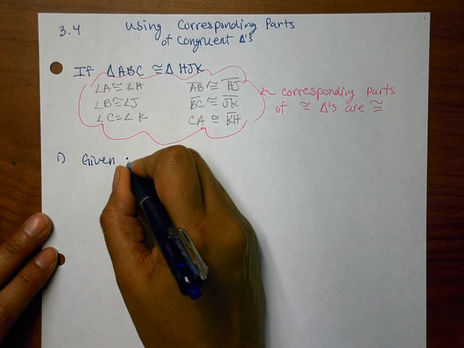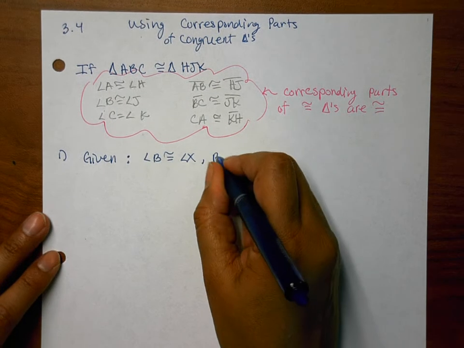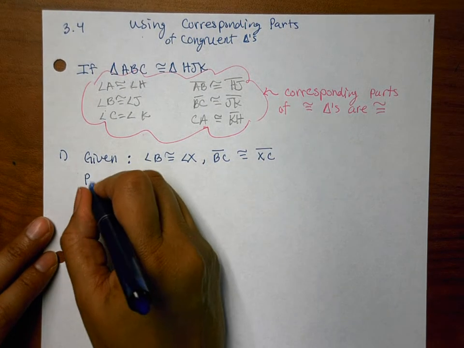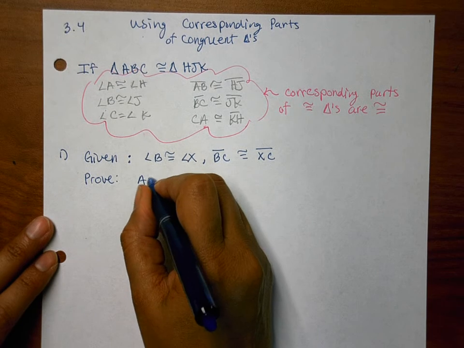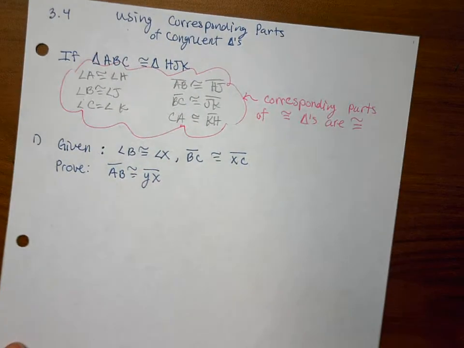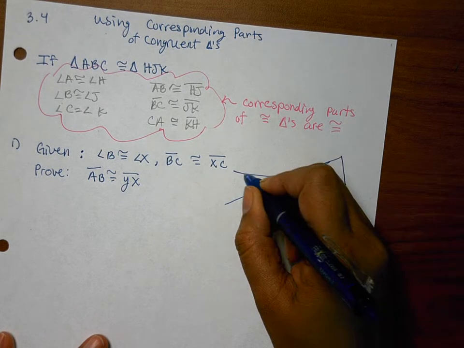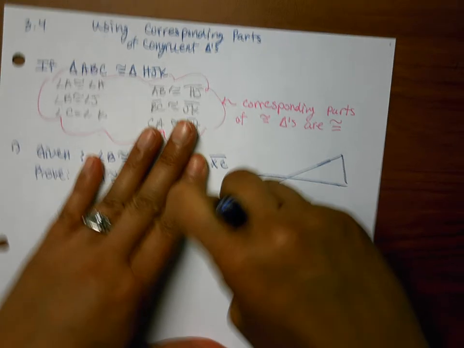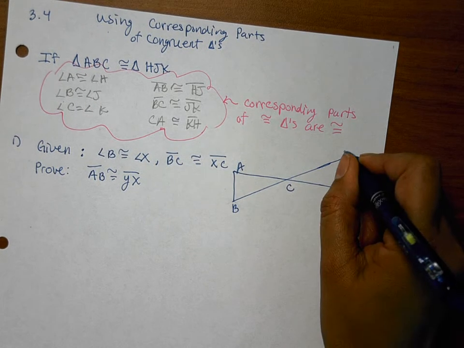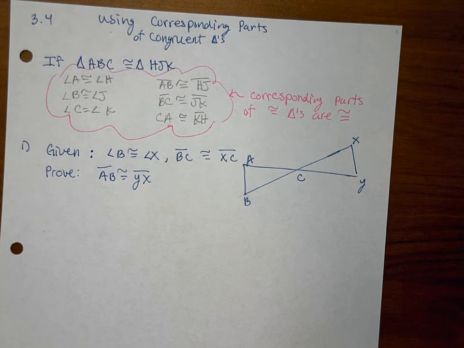Number 1, given angle B is congruent to angle X, BC is congruent to XC, prove AB is congruent to YX. All right, let's draw our image. We're going to draw that bow tie again that we've been drawing in class. And we are going to label it A, B, C, X, Y.